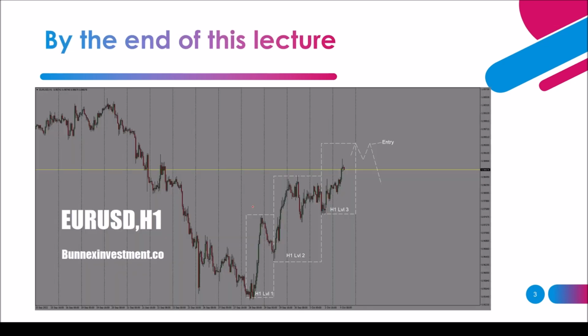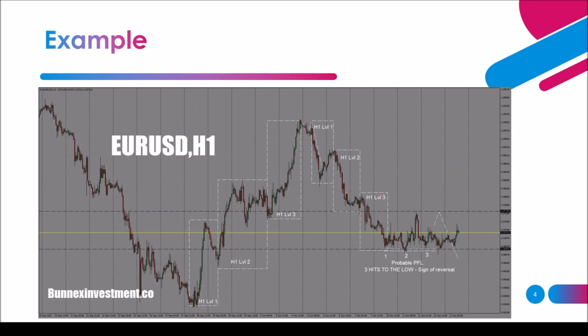So by the end of this lecture, you'll be able to draw and identify reversal points like these examples. In this case, it was euro against dollar. We anticipated to see a reversal at this point, and this was its after. As you can see, we had the anticipated pattern, and the market went our direction.